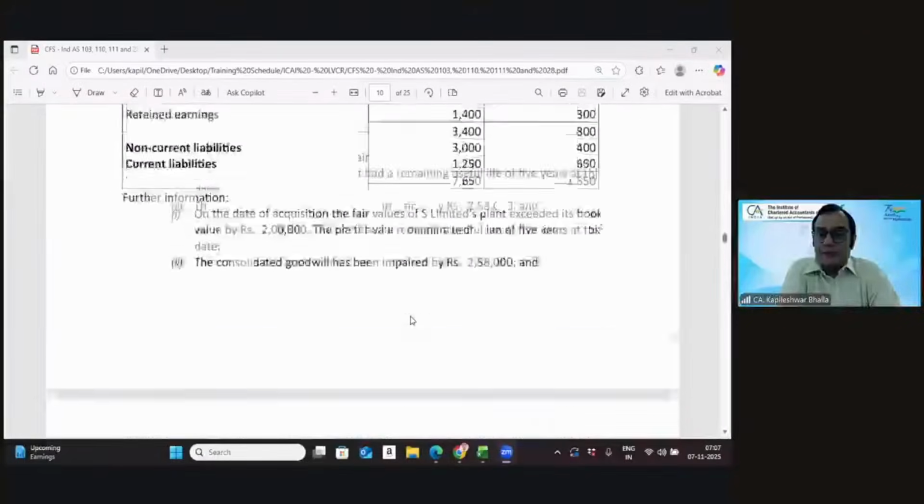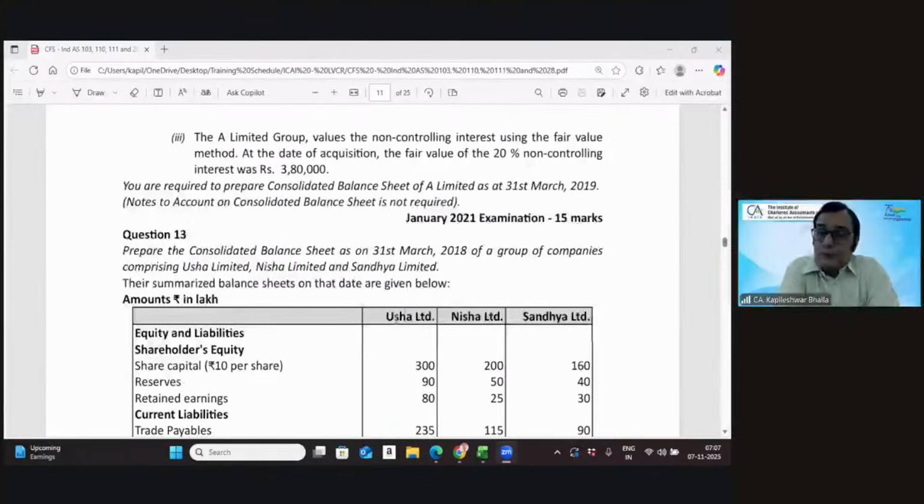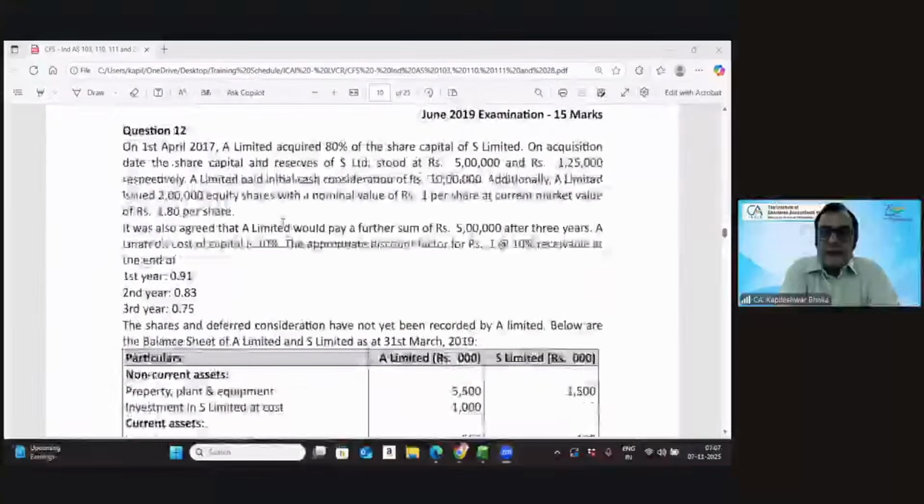Question number 12. This is an examination question. And I think this question came in January 21. It came for 15 marks in the exam. So let's have a look at this question. Let's read the data.